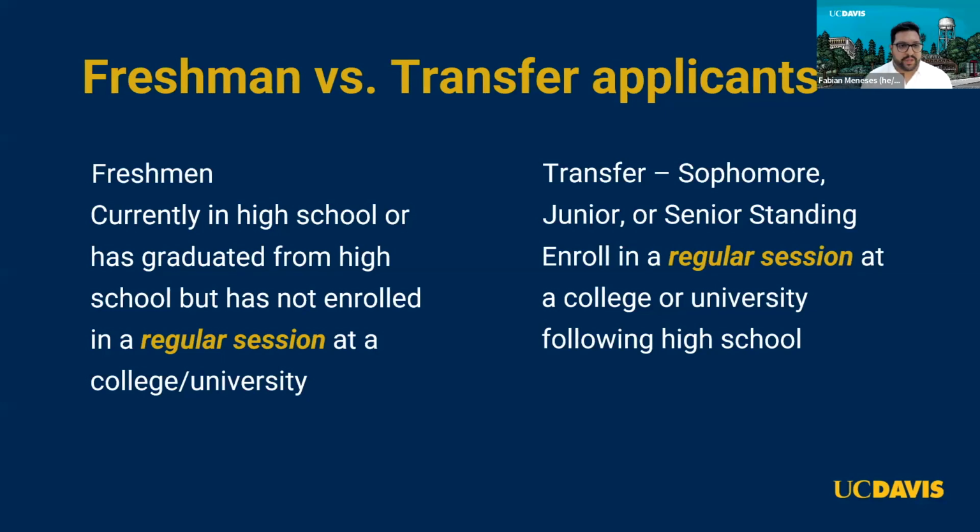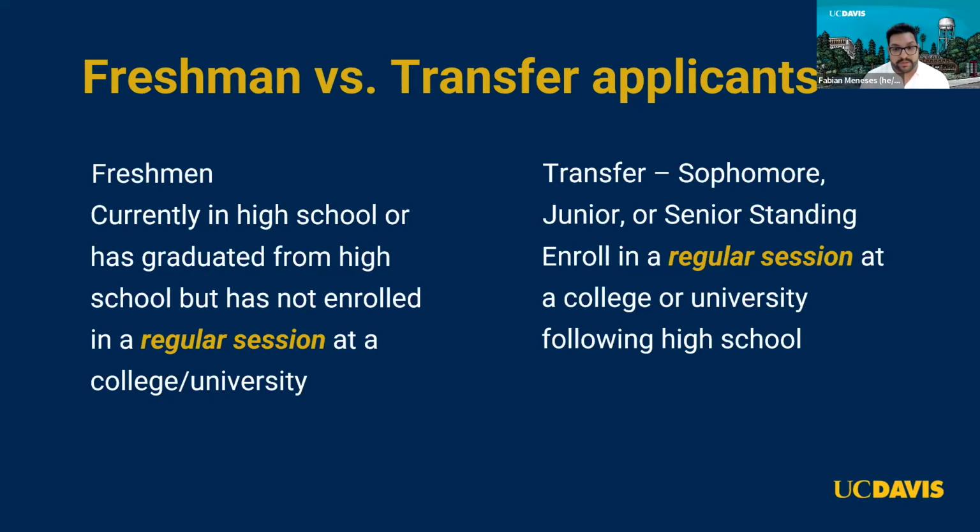Before we go into transfer options, I'd like to share some terms because currently enrolled community college students may apply as freshmen, transfers, or even graduate applicants. So it's super important to figure out your eligibility as soon as possible. If you're planning to apply for an undergraduate degree, you can apply as a freshman or as a transfer applicant. Freshman applicants are students who are currently in high school or have graduated from high school but have not enrolled in a regular session at a college or university. Transfer applicants, on the other hand, are students who have enrolled in a regular session at a college or university after high school. So students can apply as sophomore, junior, or senior standing. And again, you may meet with your advisor and ask them about your standing.